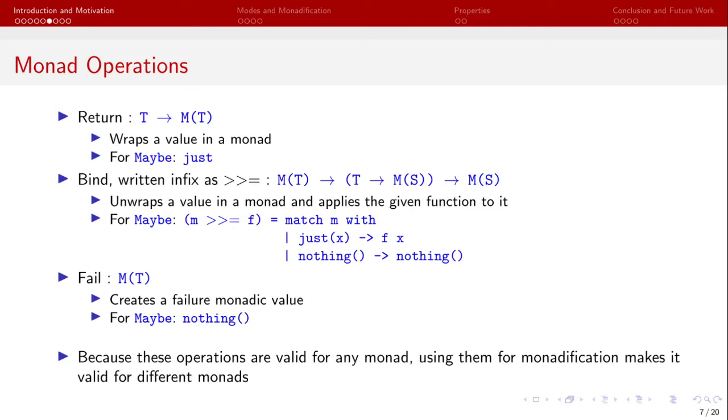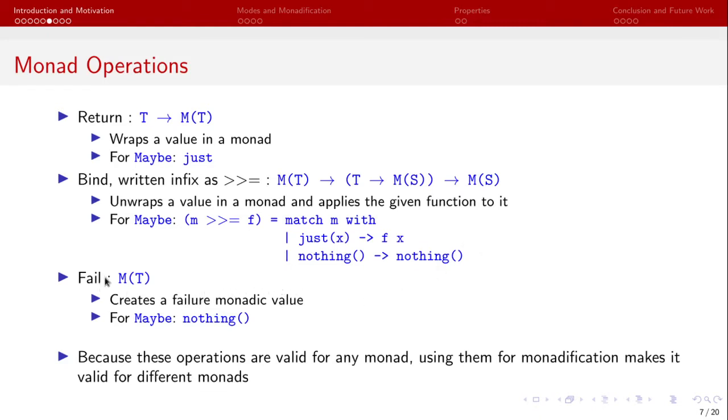For our monad operations, our first operation is return, which takes a value and wraps that value in a monad. For maybe, this is just. Bind, which we write infix with these two arrows and an equal sign, takes a monadic value and unwraps the value inside it, then applies the given function to it to produce another monadic value. For maybe, bind checks if the given value is a just, in which case it takes the value inside the just out and applies a function to it, or nothing, in which case it simply passes the nothing through.